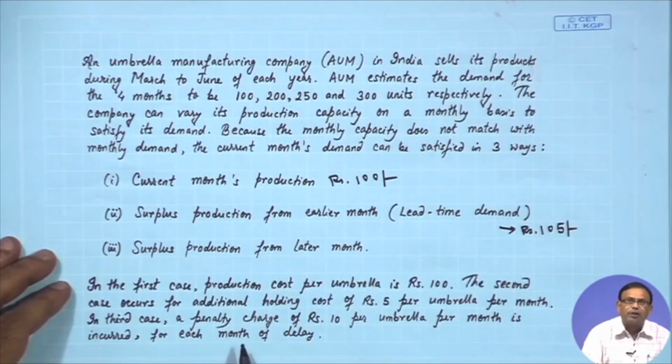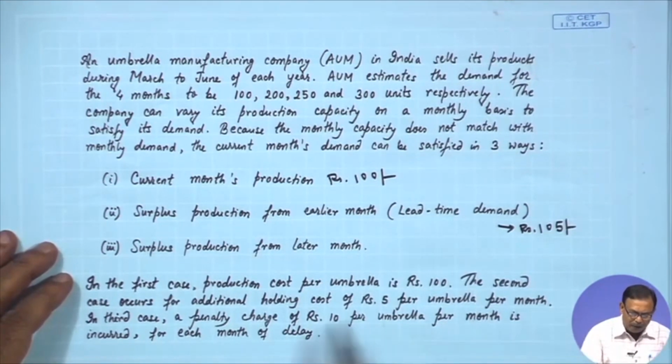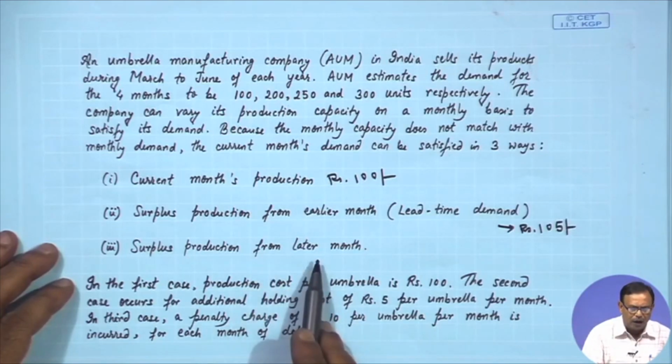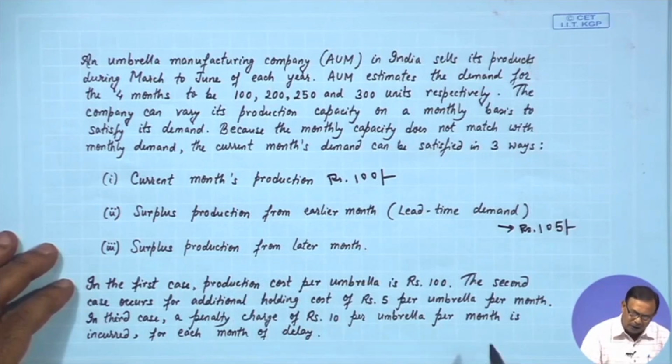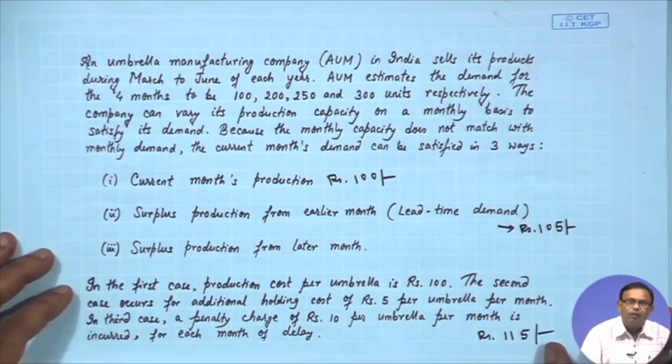In the third case, a penalty charge of rupees 10 per umbrella per month is incurred for each month of delay. That means, whenever you cannot supply the demand and you supply it in a later month from surplus production, then you have to pay a penalty. That means your production cost will become 110 plus 5, that is 115.